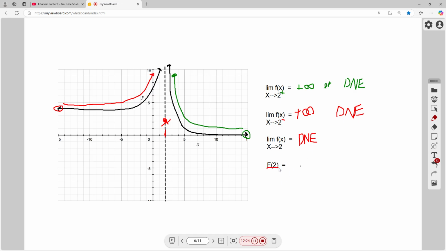Then we have f of 2. For f of 2 again, we don't have an actual value in between here. And this one didn't join up together. And this one doesn't have an actual value, so another DNE.